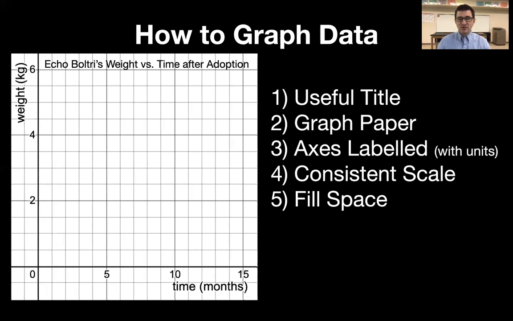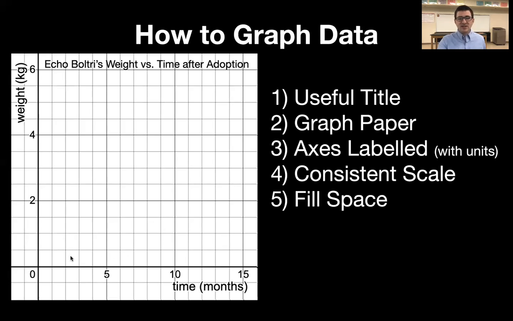The next most important thing is you need to use a consistent scale that fills up as much of the space as possible. You can see here, every one of these is 1, 2, 3, 4, 5, 6, 7, 8, 9, 10, 11, 12, 13, 14, 15, and my biggest time is, I think, 12 months. So that uses most of the space, more than two thirds of the space.